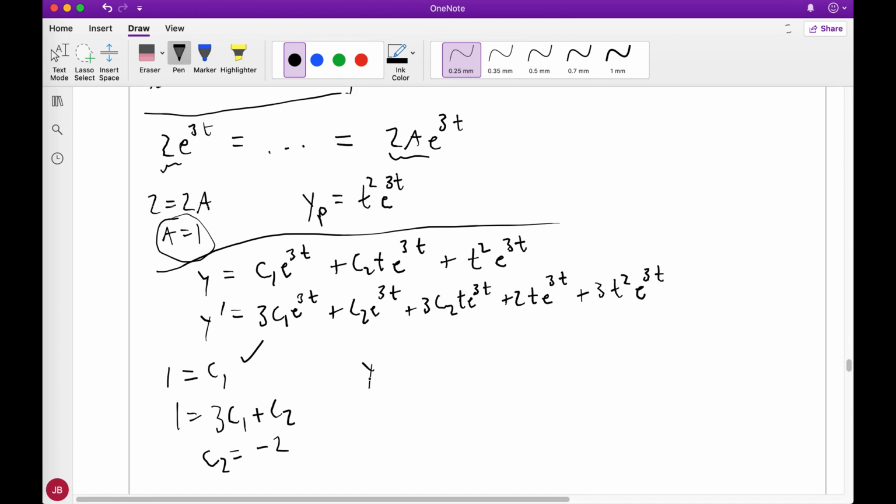And so therefore y equals 1 times e to the 3t plus negative 2t e to the 3t plus t squared e to the 3t.